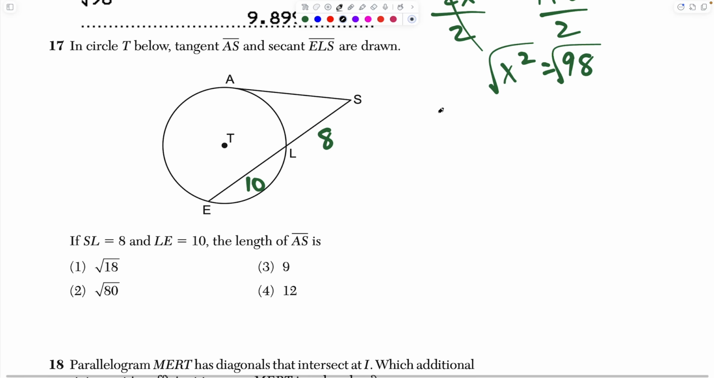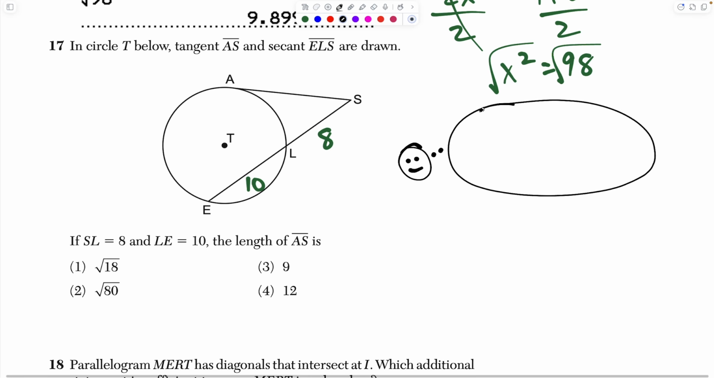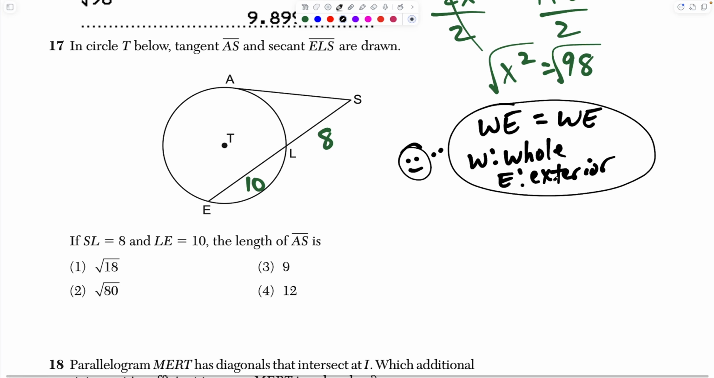You can remember the wee rule. So the wee rule, how that works, so we say we equals we. And what this stands for, W represents the whole segment, and then E represents the part that is on the exterior, outside the circle. So exterior means outside, so outside the circle.